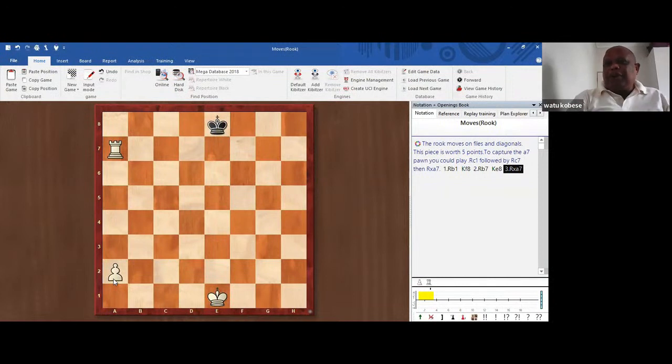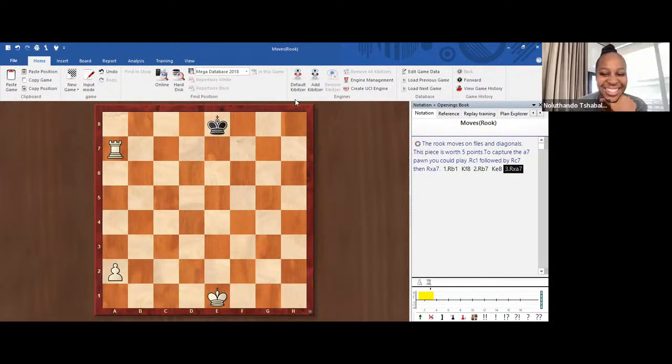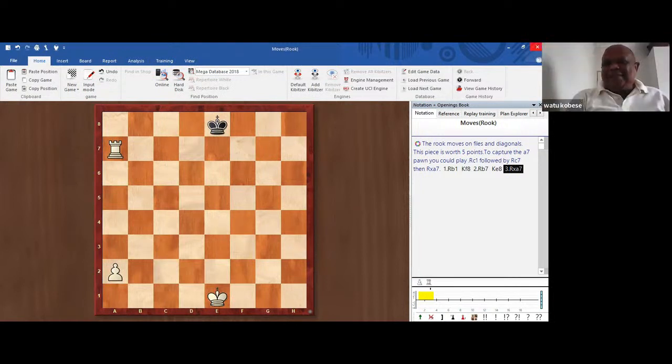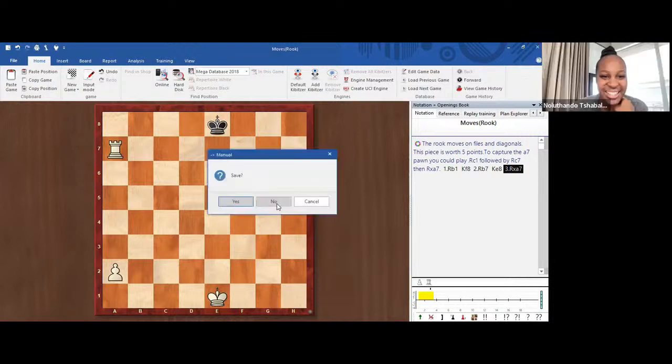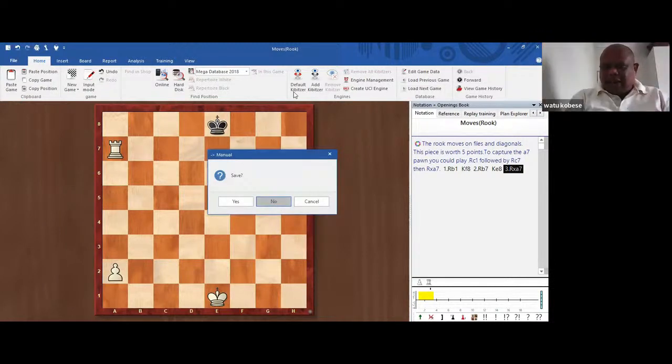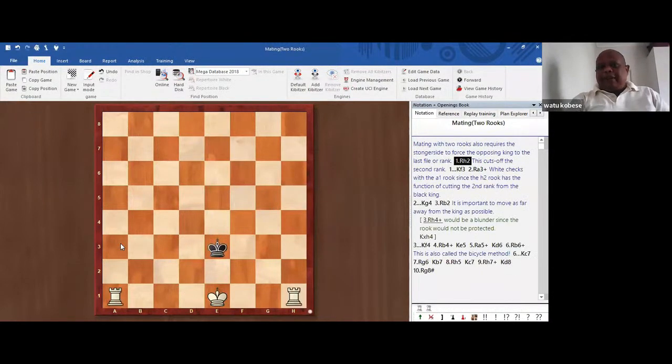So now we'll do today's challenge. Okay. Now today's challenge, don't be intimidated. It's going to actually be quite easy. All right. And what it's going to be, we are now going to look at how to checkmate with 2 rooks. Now, how this would happen is the board shared. Are you able to see the board?